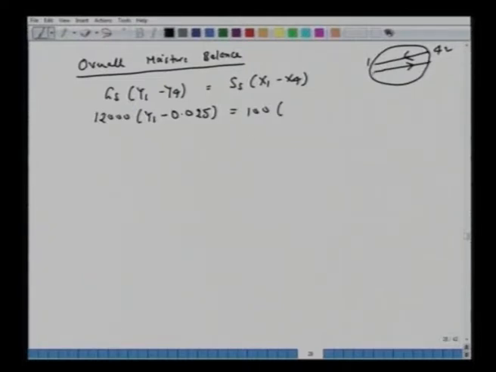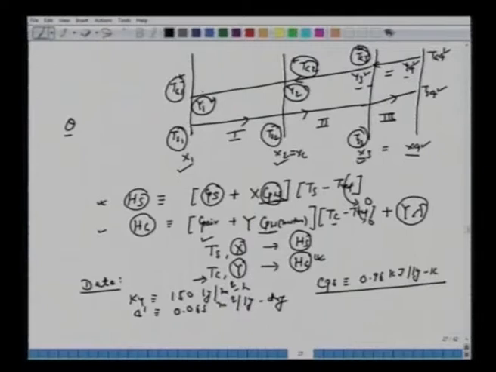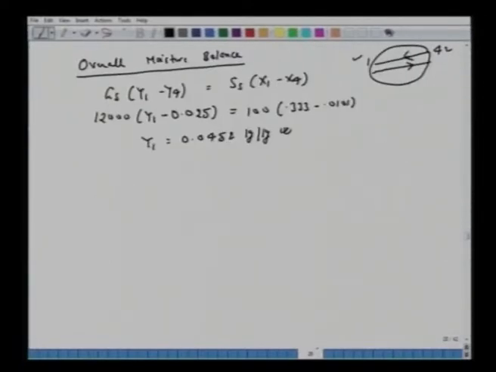X1 is the moisture content here. We calculated 0.333 minus X4. We have to bring it down to this level of 0.0101. If we do this, Y1 equals 0.0452 kg per kg, all dry basis. So we have calculated Y1 now. You can go back to the previous slide and put a tick here. Y1 we have calculated. That's the first thing we have calculated from the overall balance.